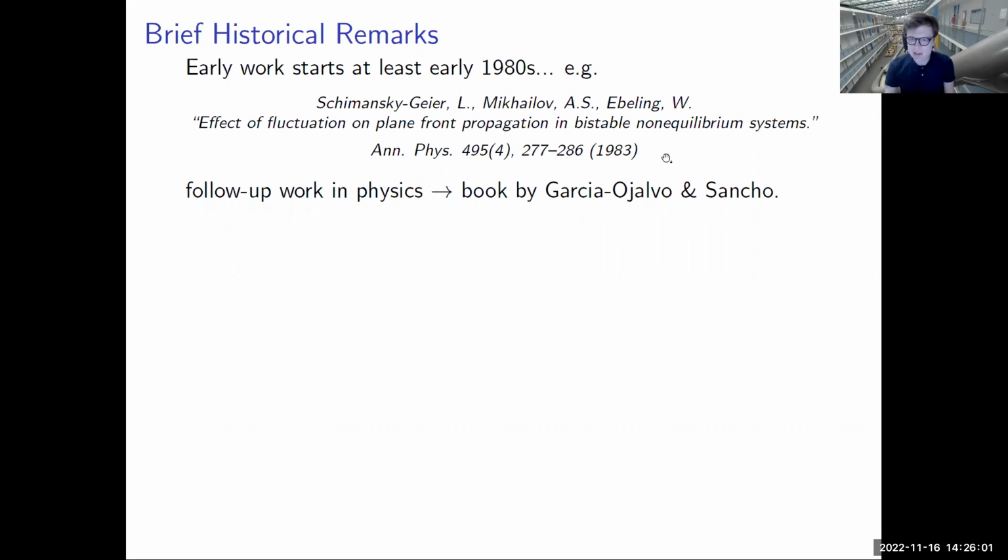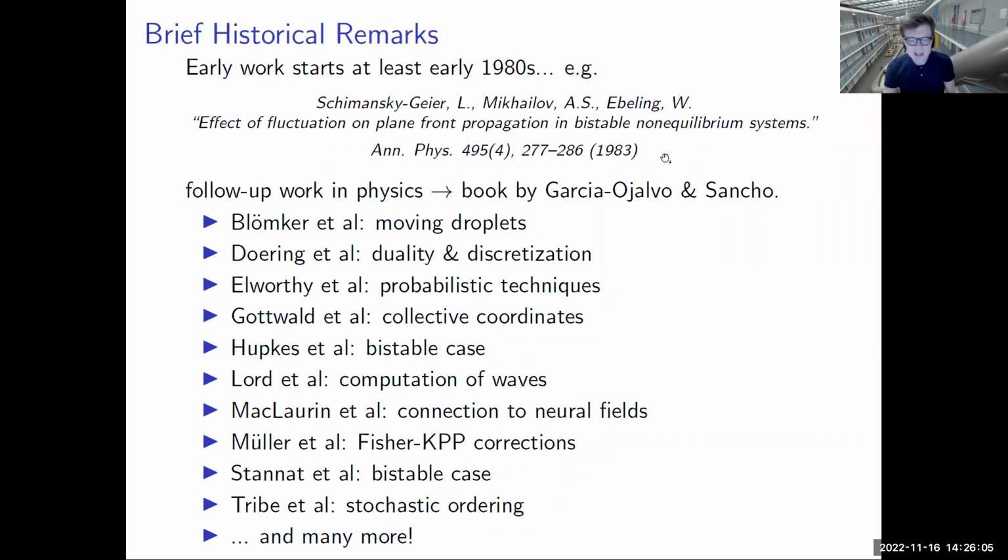spatial stochastic pattern formation. But then there is this whole zoo of people in the last, I don't know, 25, 30 years who started to look at stochastic pattern formation with all sorts of different techniques. I only listed a few colleagues here. There are many, many more. And there are many different techniques and equations that people studied.